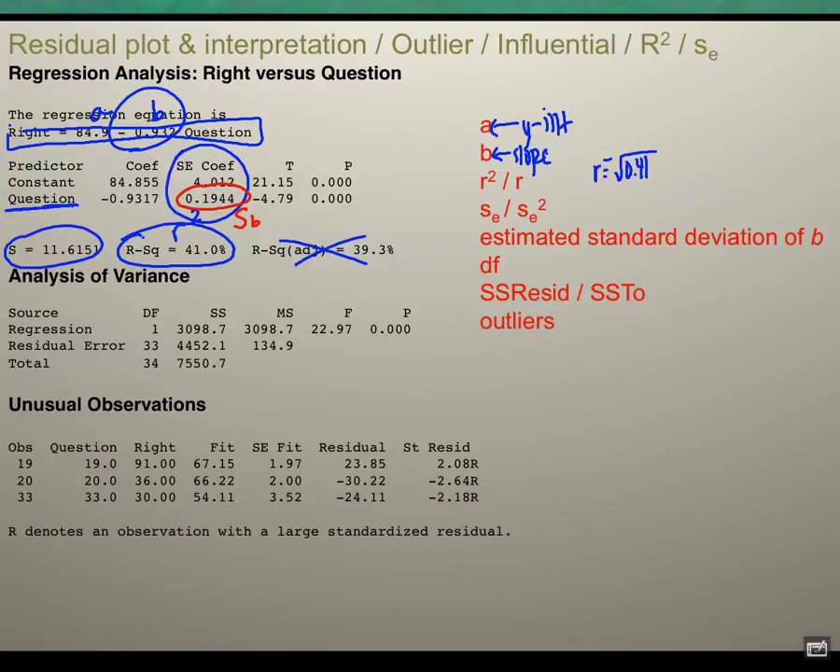Okay, this is probably the most confusing one to remember, degrees of freedom. So obviously you know to look at the degrees of freedom. This number right here is the total degrees of freedom. It is not the total sample size. So this last number is n minus 1. So our sample size is 35.